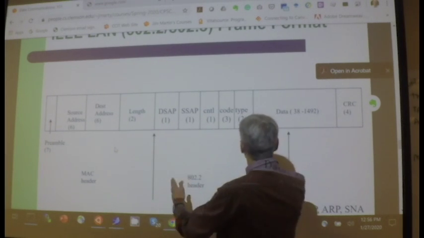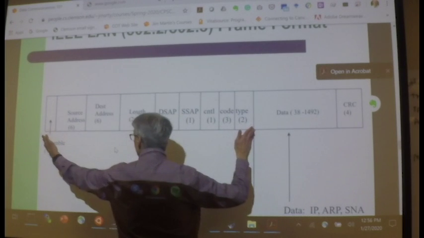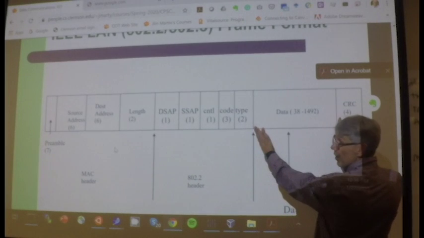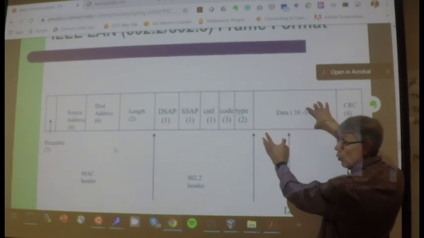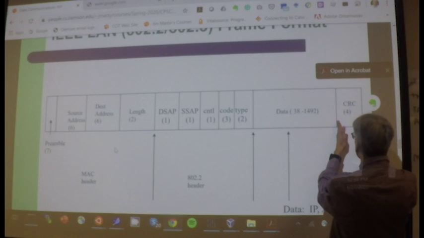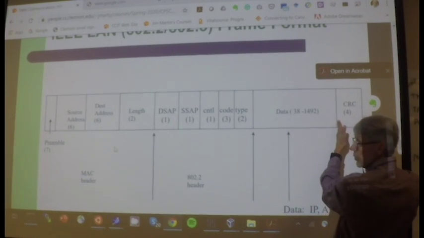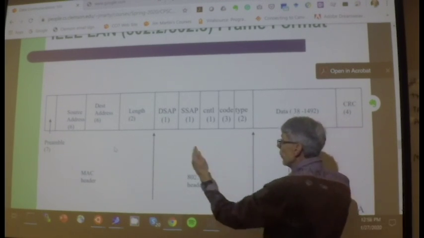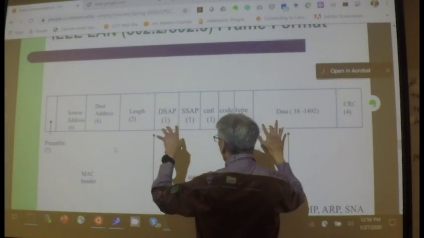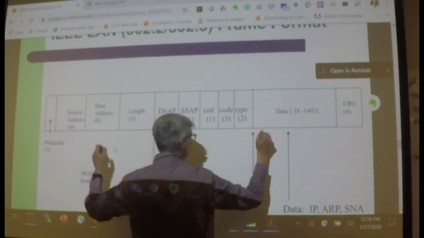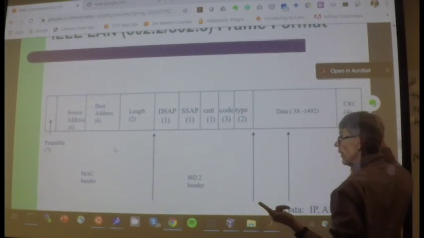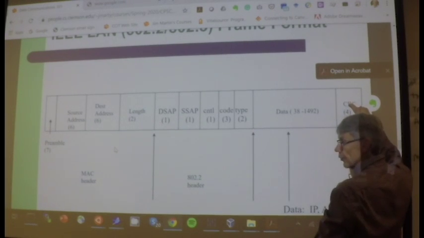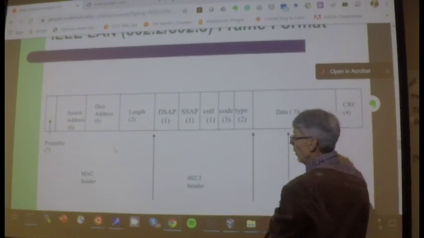From here to here is referred to as the MAC header. The IP datagram goes in the payload, and there are 4 octets for CRC. So it's the link layer. Once it has assembled the frame, it computes the CRC, runs the algorithm on all the data, and inserts those 4 octets here.